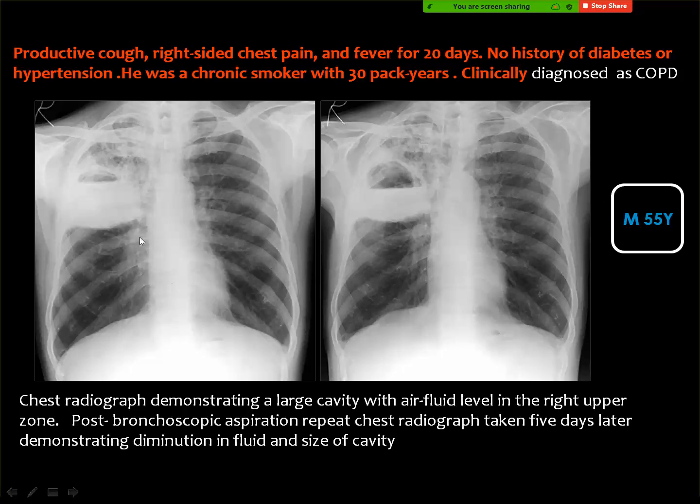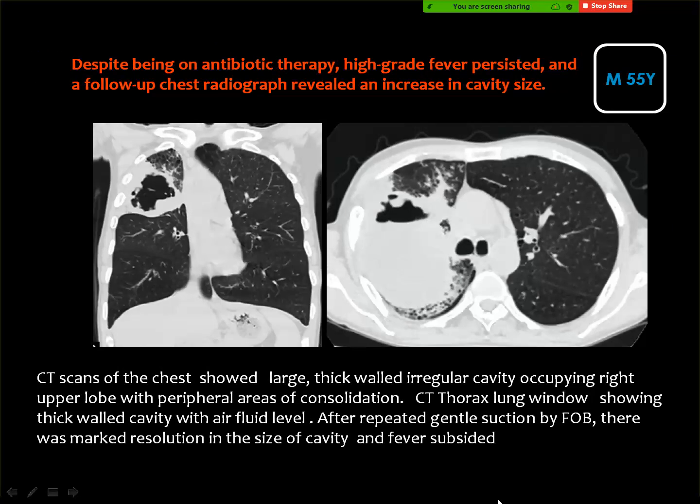Then the chest X-ray showed a cavitary lesion with air fluid level and inflammatory reaction around the lesion, highly suggestive of an abscess. Then the patient had a bronchoscopic aspiration of the lesion, and this is the follow-up chest X-ray. After aspiration, there is some regression of the cavity with still the inflammatory changes around the abscess. Then after a few days, the cavity has regained and it's more sizable.